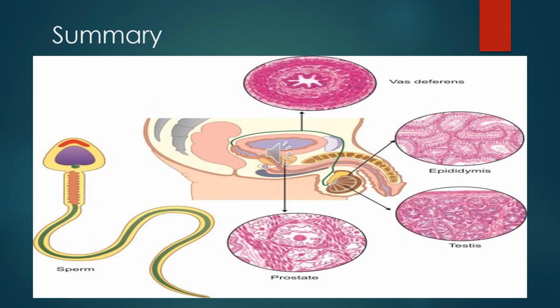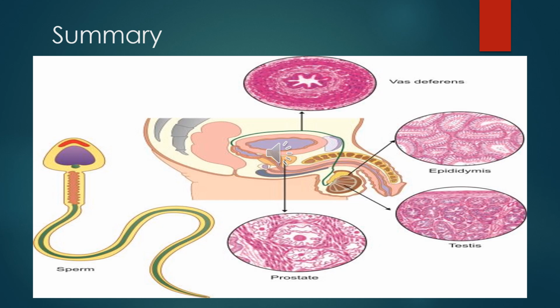Nutshell of the present session. The important microscopic slides that we are studying are testis, epididymis, vas deferens, and prostate. First one is testis. In the microscopic structure, you can see the tunica albuginea, then the tunica vasculosa, and the important striking feature in the testis, which is cut sections of seminiferous tubules.